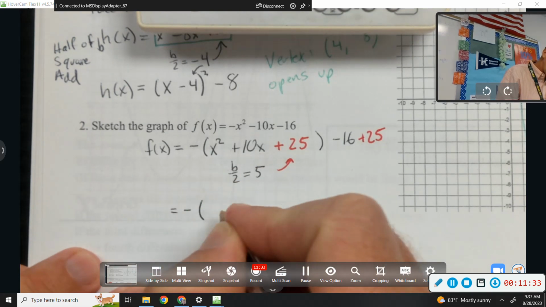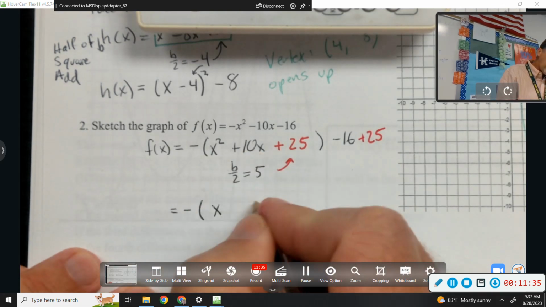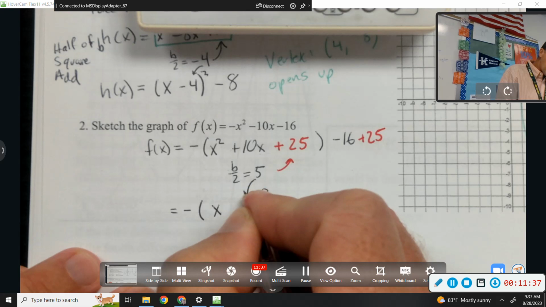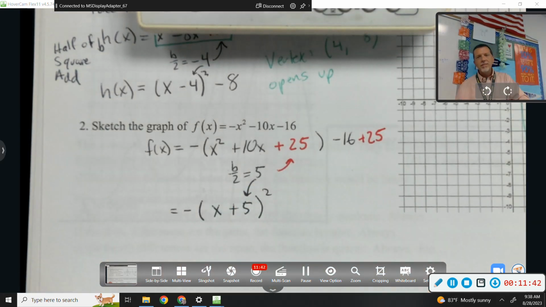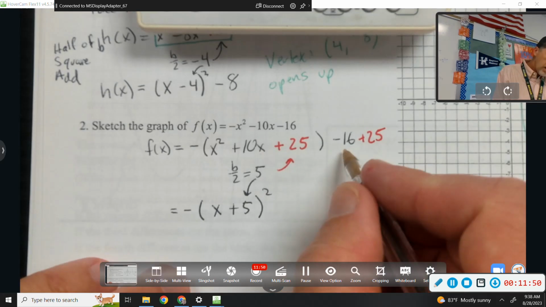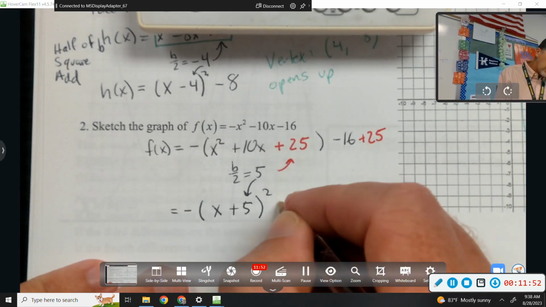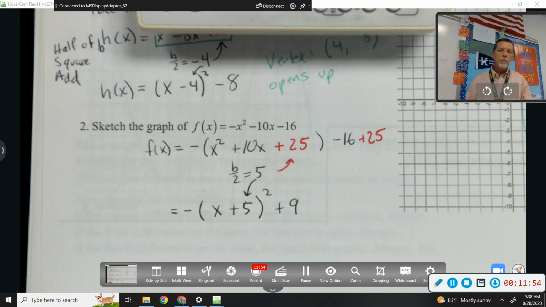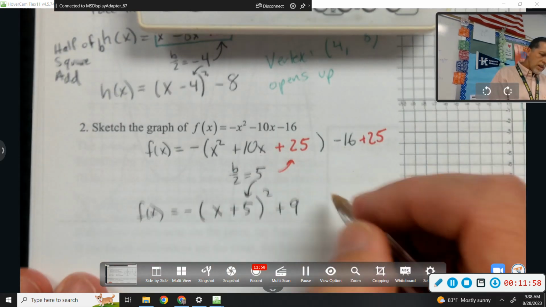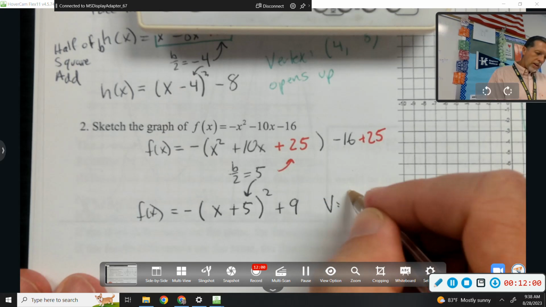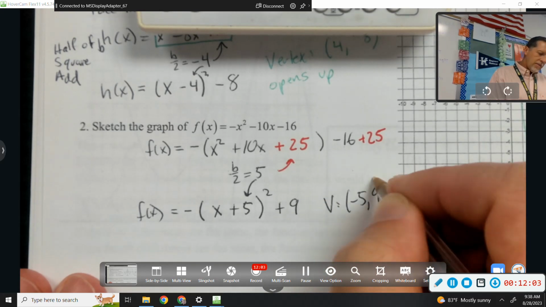So negative. I factor the inside, but the factor is always b over 2. So you can think about factoring, or you can just write down x plus b over 2. And then negative 16 plus 25 would get me plus 9. So I've got a vertex at negative 5, positive 9.